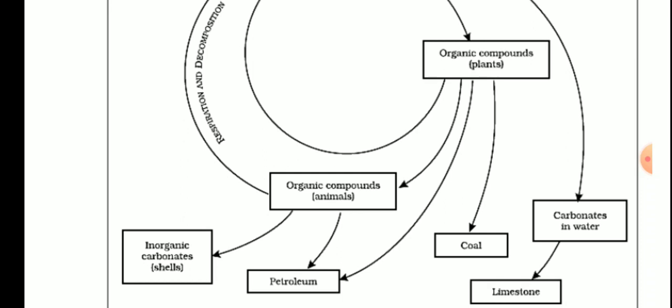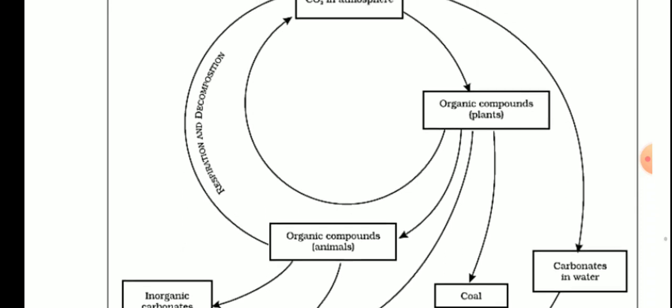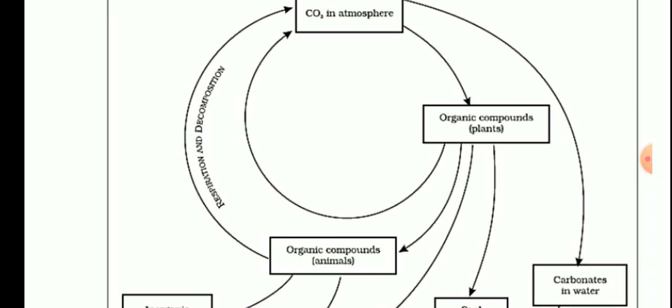And finally, from the animals, with the help of respiration and decomposition, the carbon dioxide is returned back to the atmosphere, and similarly from the plants, by decomposition, it is returned back to the atmosphere. So this is the carbon cycle. It is quite simple. If we compare it to the nitrogen cycle, the carbon cycle is quite simple.